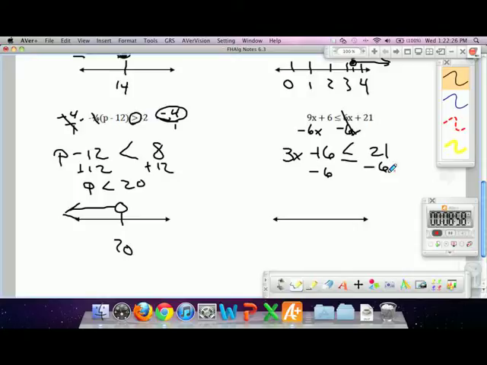Subtract 6. 3x is less than or equal to 15. Divide by 3, x is less than or equal to 5. There's x. More importantly, here's 5. Less than or equal to, voila.